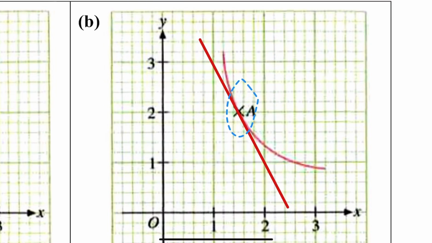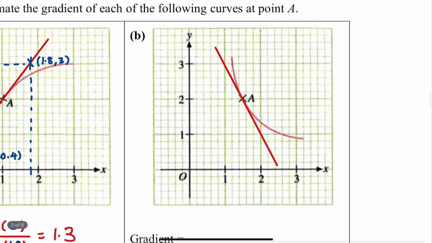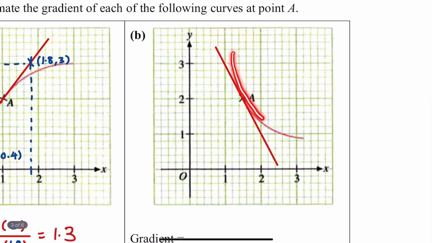We can see, is it clear? Yeah. Okay, so my tangent should look something like this on your paper as well. Then once I draw my tangent, to find the gradient of the curve at point A. Okay, this is the tangent at point A.